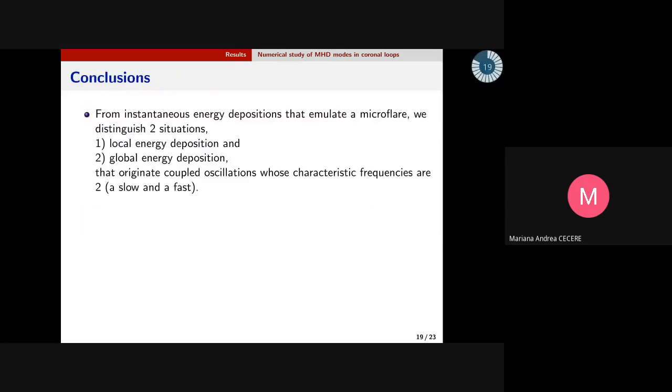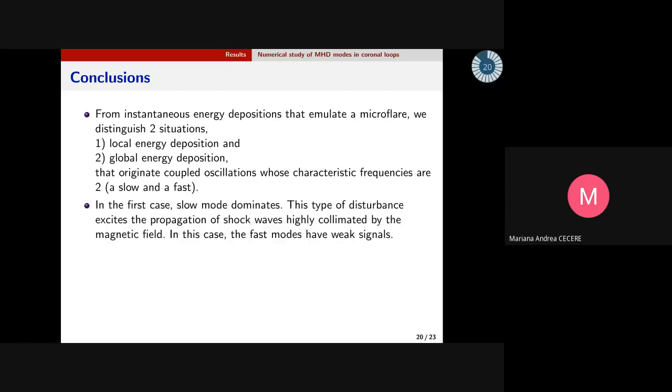To finalize, I summarize the results in the conclusions. So, from instantaneous energy deposition that emulates a microflare, we distinguish two situations. One of them is a localized energy deposition, and the second one is a global energy deposition that originate coupled oscillations whose characteristic frequencies are two, a slow and fast. In the first case, a slow mode dominates.